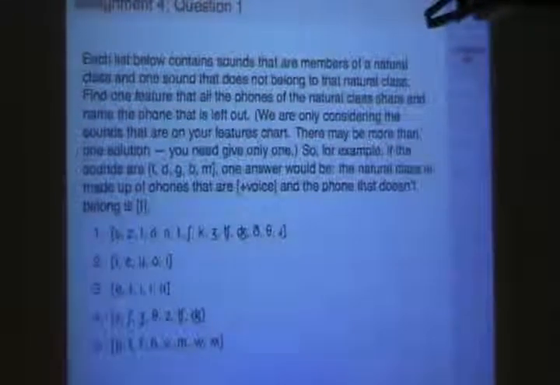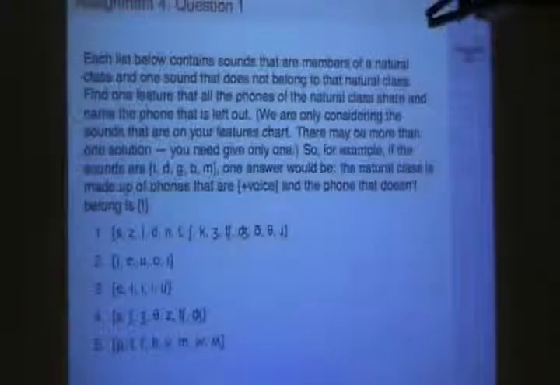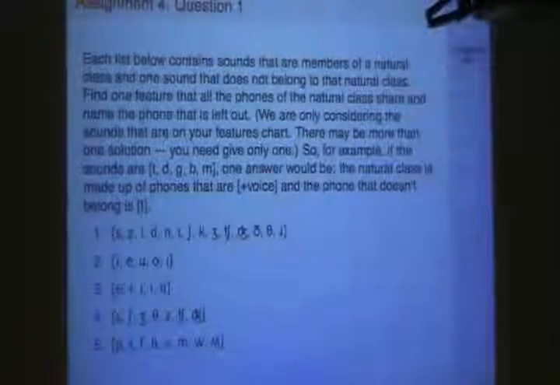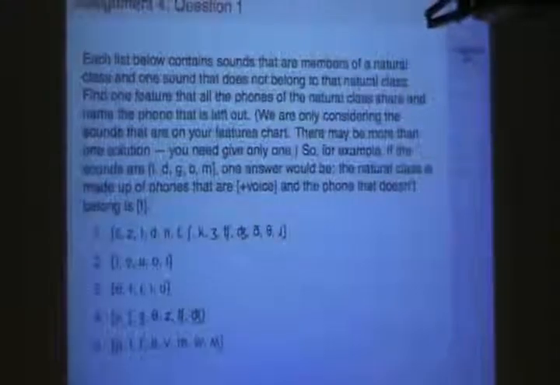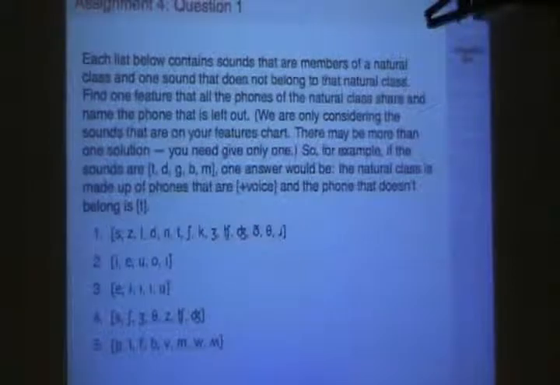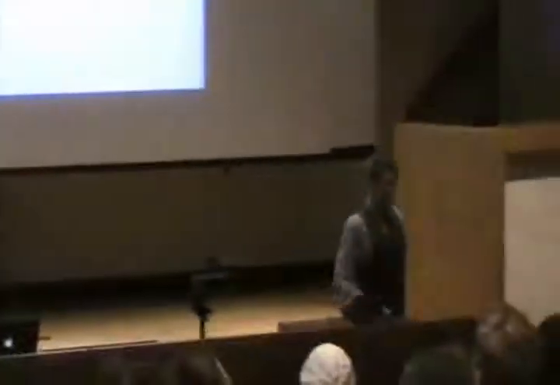So for each one of these lists, I want you to find that property, that feature, that all these sounds except for one have. Tell me that property, and tell me which sound is left out from this list. Okay? Question 1. All the other questions are questions about languages where you have to discover something. So let me show them to you. What I'm asking here will be a little clearer after today's lecture.